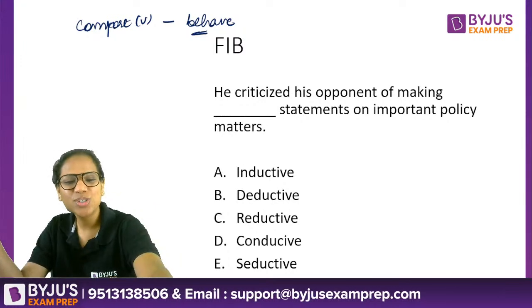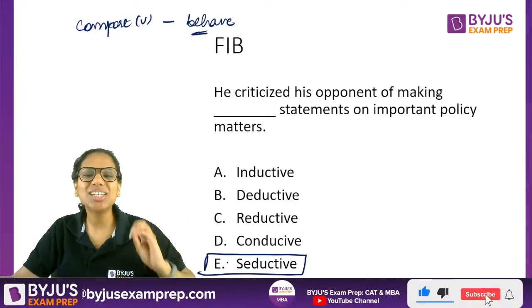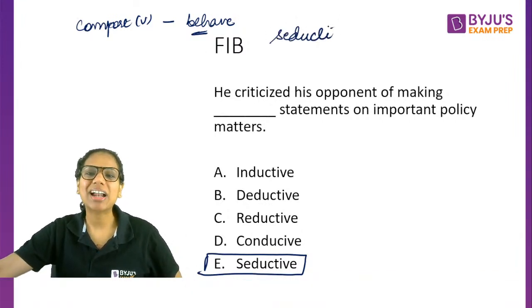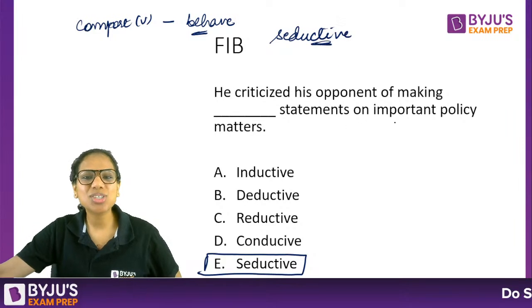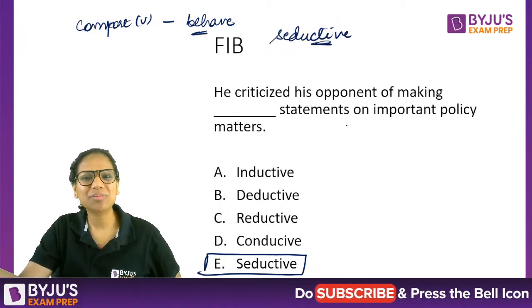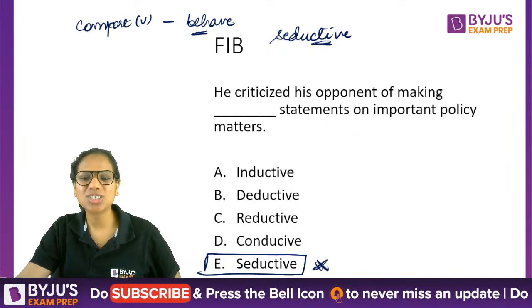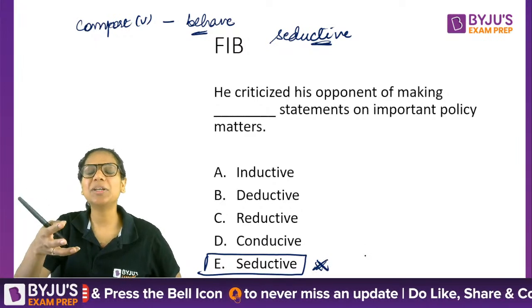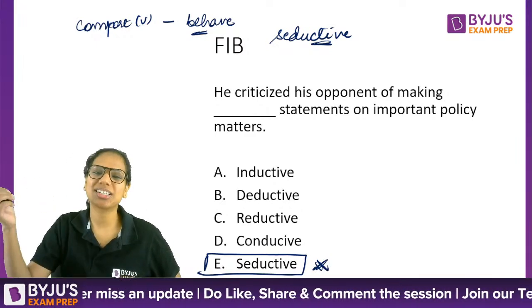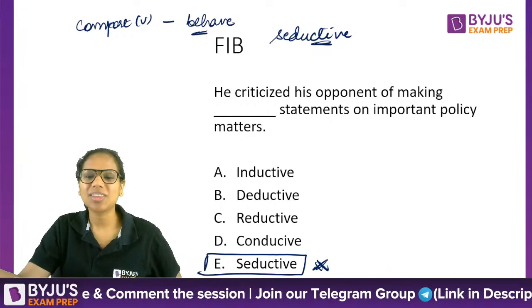Okay, so let's discuss this. First of all, you should have rejected E right away. Seductive is used in the sense of sexual matters. It can't be used here. How can you make seductive statements on important policy matters? This is related to sexual activity, to actually induce someone into sexual action. That is called seductive, right? It does not fit here at all.